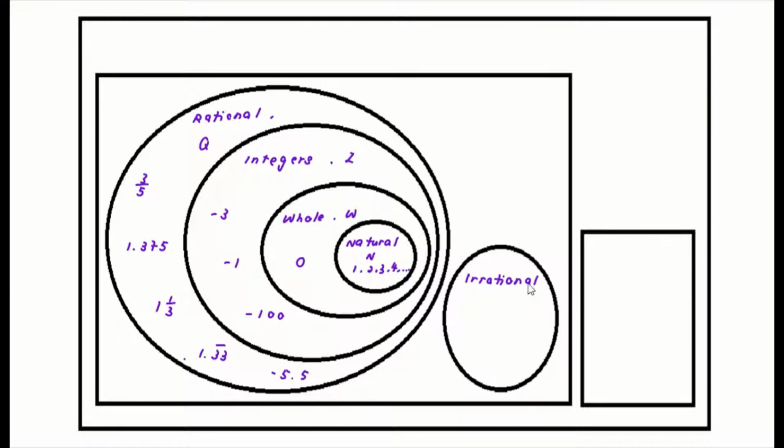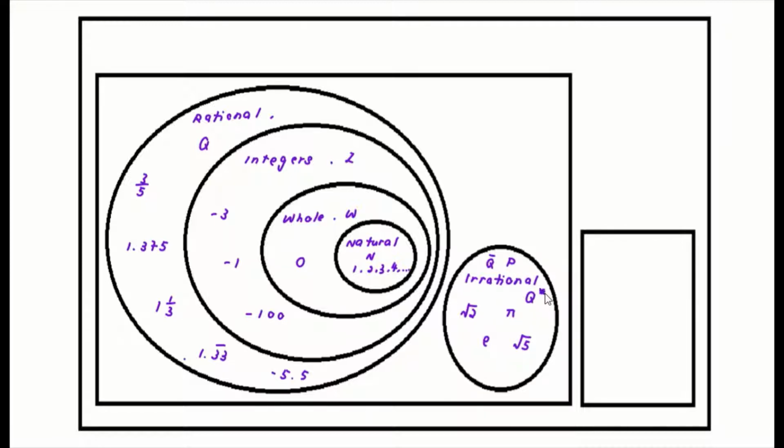Then it all falls under irrational numbers. So for example, square root 2, pi, e, or square root 5. All these irrational numbers are denoted as Q bar. Sometimes they use P as well, and sometimes they use Q star as well.